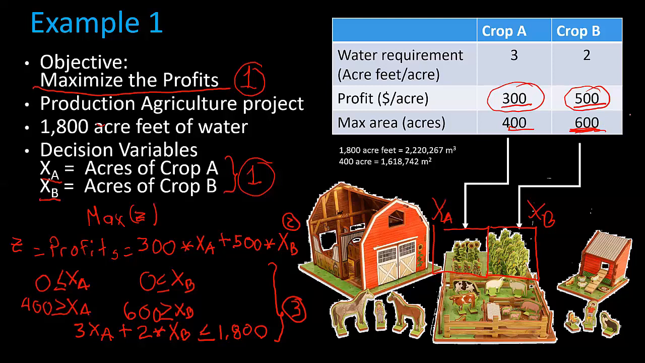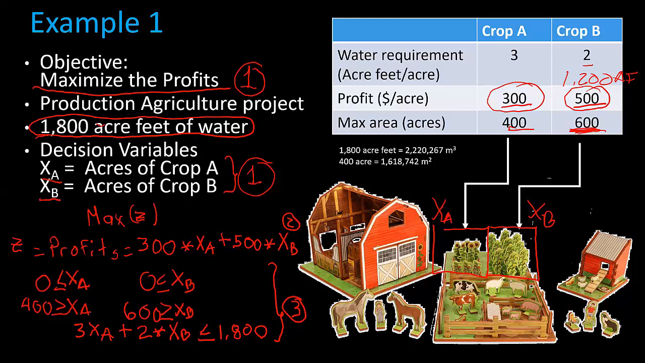What will be the other limitation that you will have in order to grow 600 acres of crop B? The water. So the next limitation will be the water. Do I have enough water to grow 600 acres? If I multiply 600 times 2, the amount of water that crop B uses per acre, it will be 1,200 acre-feet. Okay, so 1,200 is less than 1,800. So yes, I can go all the way up to 600 acres of crop B.